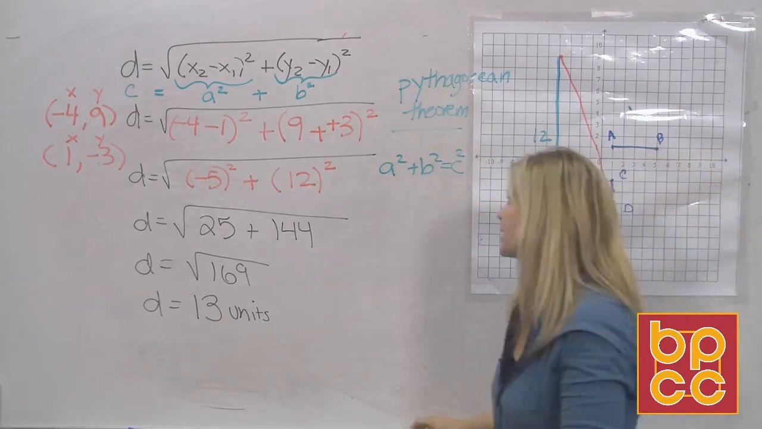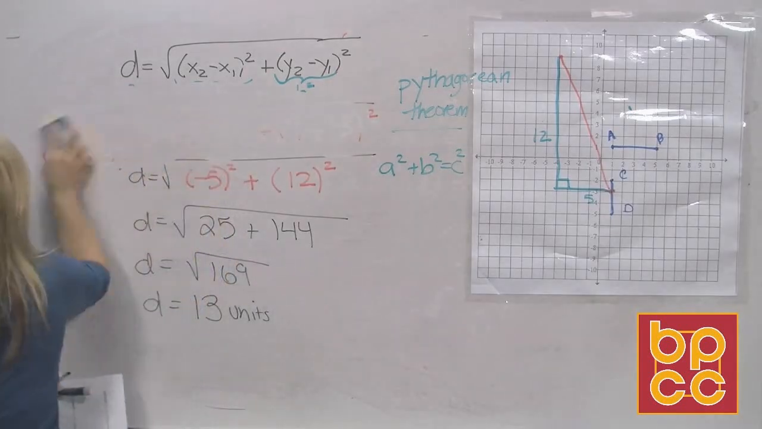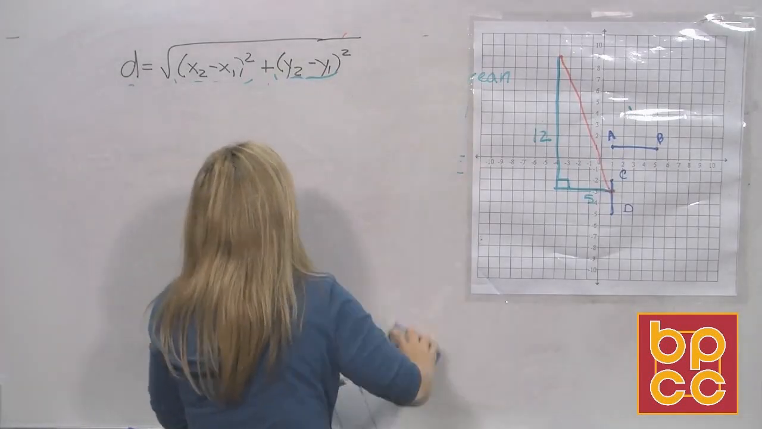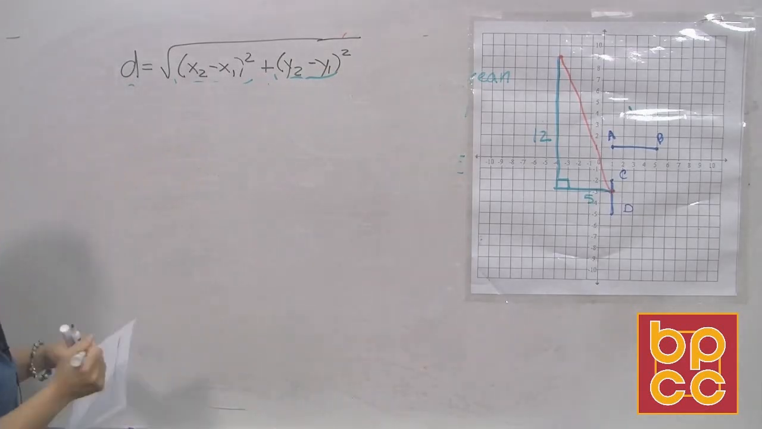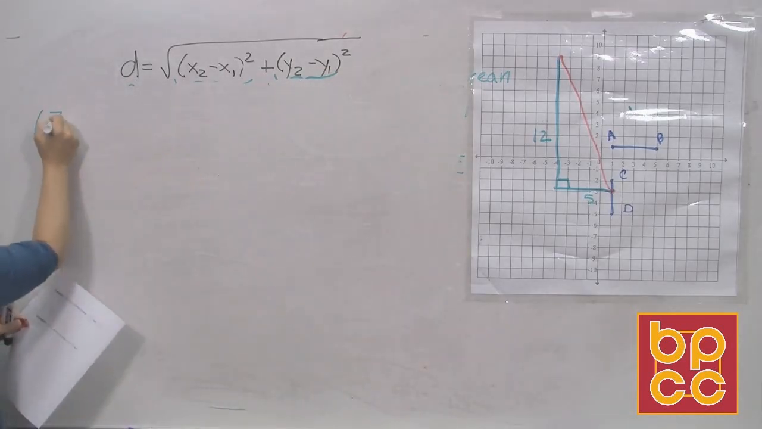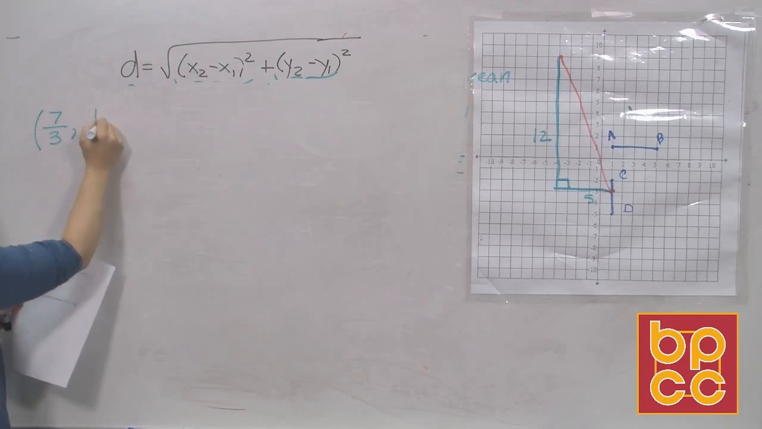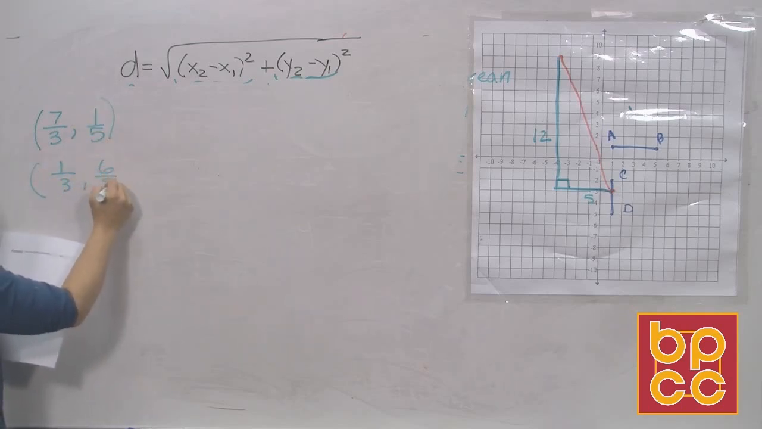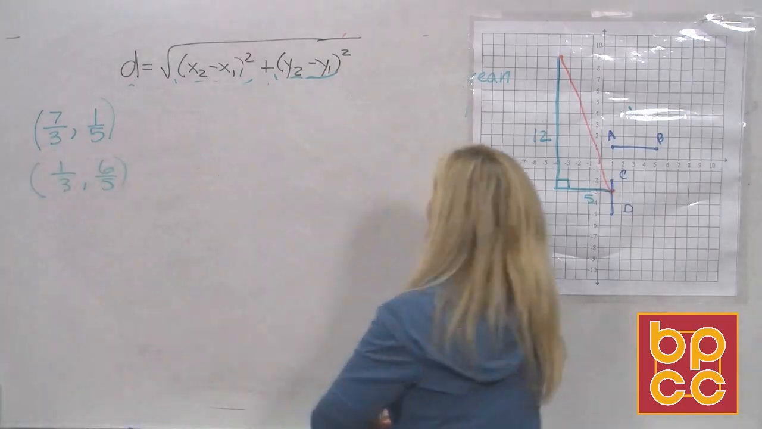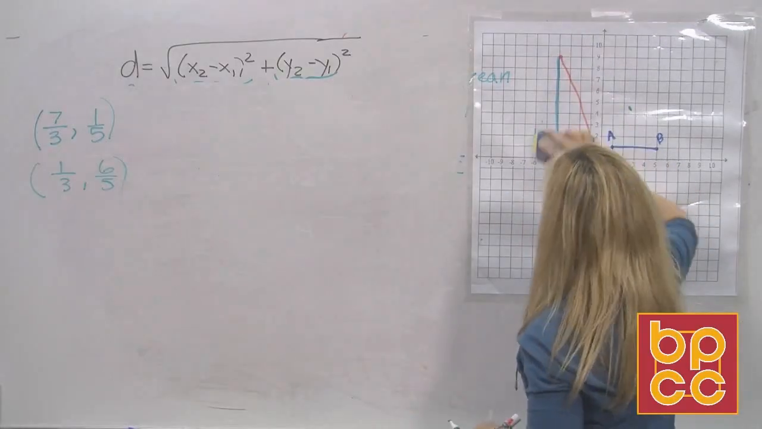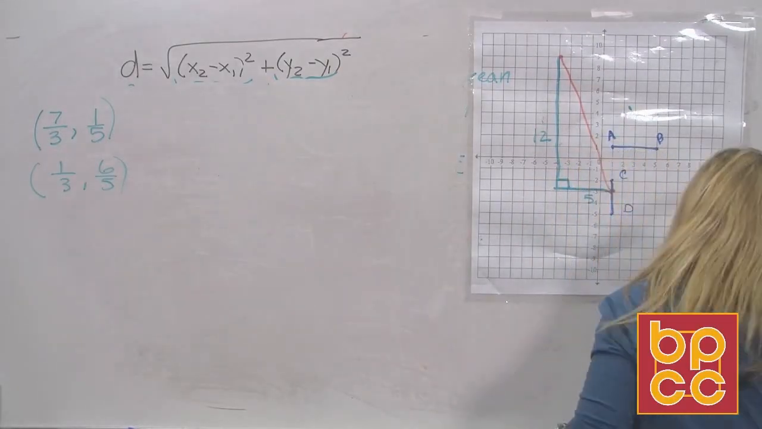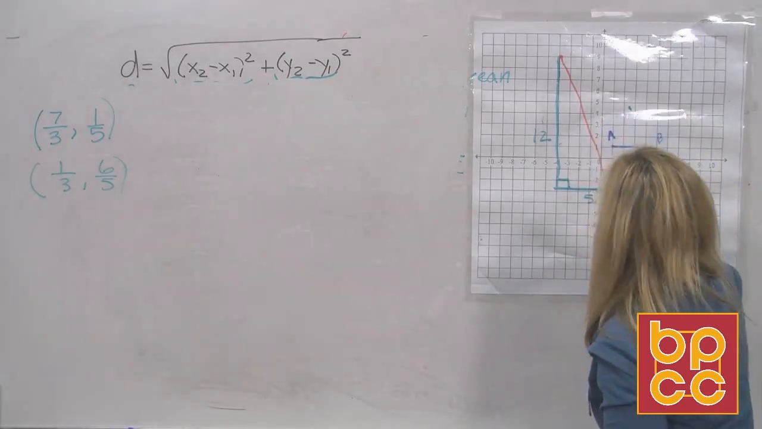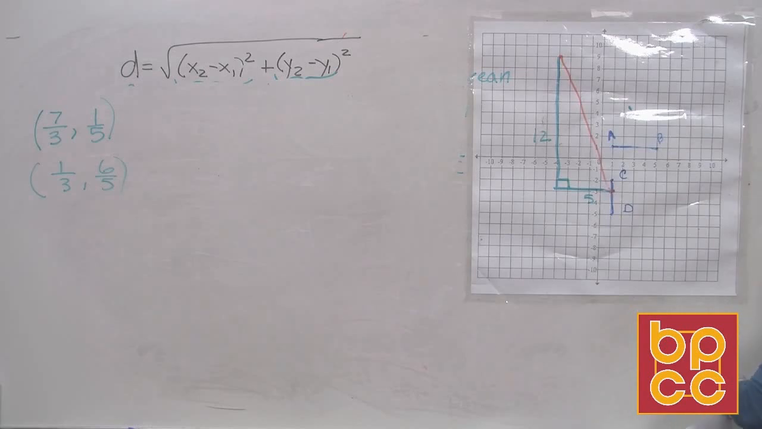So let's now go to example 2. Okay, I'm going to keep the formula up there. The question for example 2 says, find the distance between, look at these ordered pairs, 7/3, 1/5, and 1/3, 6/5. Now I know what you're thinking. You're saying, I can't even plot those on graph paper. You sure can. You could plot those on graph paper, but you're not going to be able to tell the distance. And my eraser's not working here, so we'll deal with this.